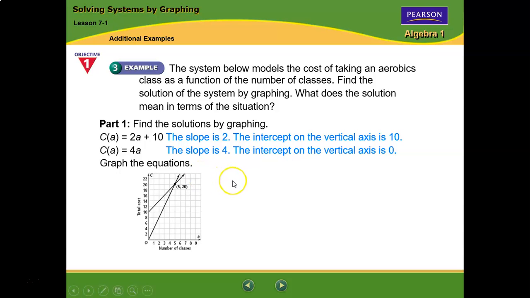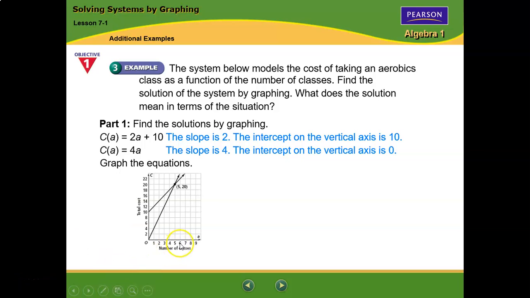Now you can see here, since the two equations do not have the same rate of change, the first one has 2, the second one has 4, we know that these lines are eventually going to intersect because the rates of change are different. And we can see here in our graph where they do intersect. And they represented that place with that point. And then they even gave you the solution here. They said that they intersect at (5, 20).